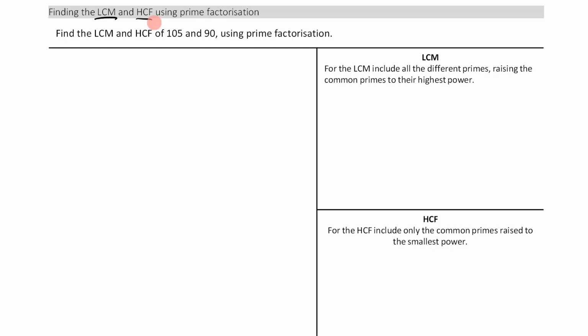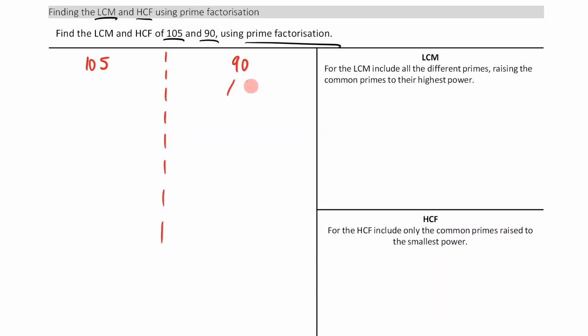Maybe we can just think about it. But if we were given examples like this, find the LCM of 105 and 90, well, they're big. So to find my LCM and HCF, we're going to use prime factorization. Let's just cut this in half. On one side, we'll deal with 105, and on the other side, we'll deal with 90.